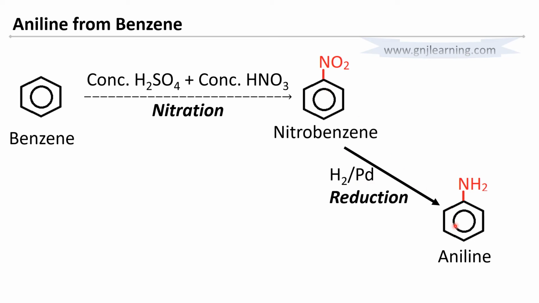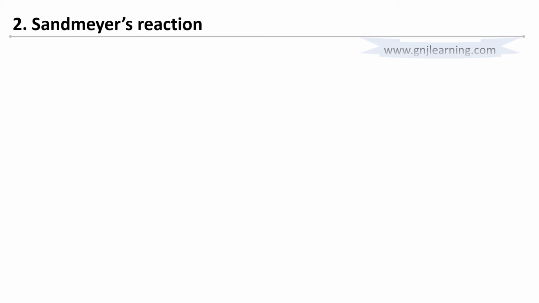Clear? Next, how can I use aniline in order to make haloarenes? To make haloarenes, what do I use? Aniline in Sandmeyer's reaction. So that's Sandmeyer's reaction. The starting material is aniline, as I said.